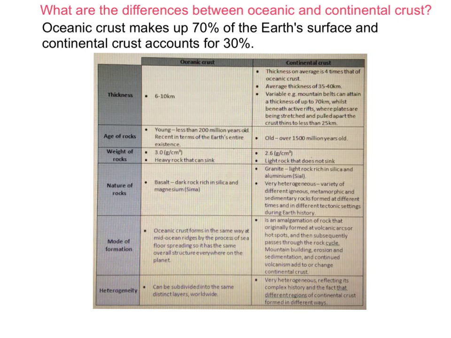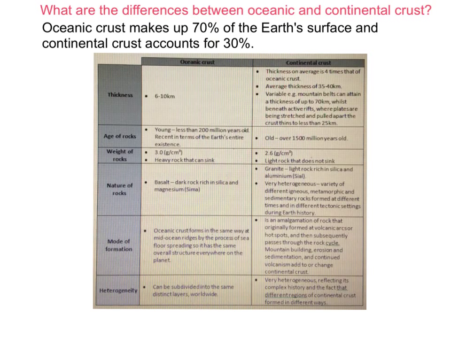So you should pick out the thickness, the age, the weight, the nature of the rocks, how they're formed, and the heterogeneity. So thickness-wise, the oceanic crust is thin, whereas continental crust is thicker, so 4 times thicker occasionally. And that's due to the mountain belts that it lies below, whereas the oceanic crust is constantly destroyed and renewed, so it doesn't have time to build up in thickness.